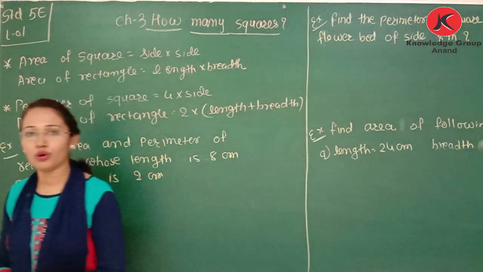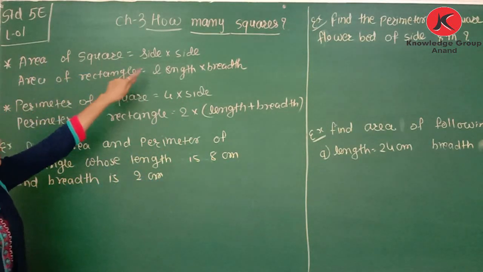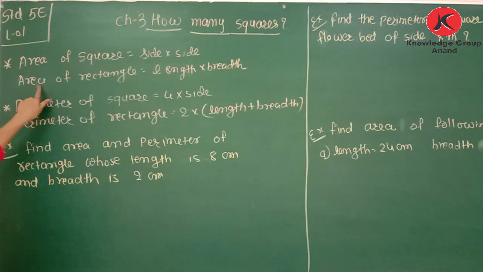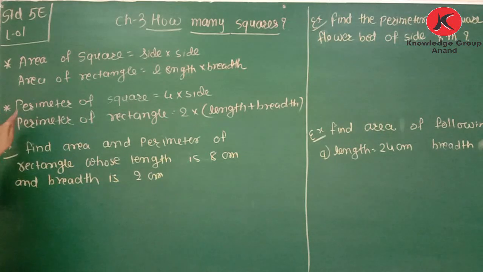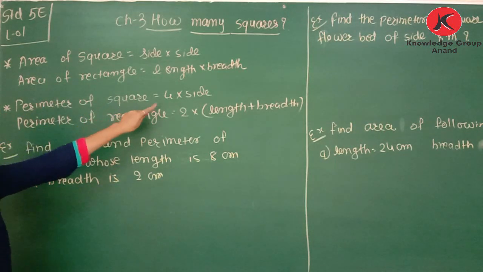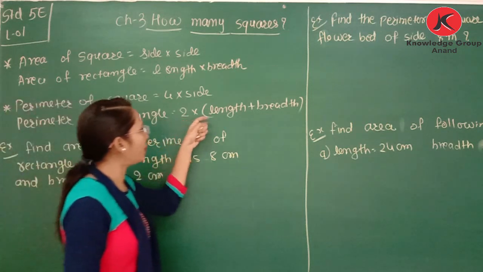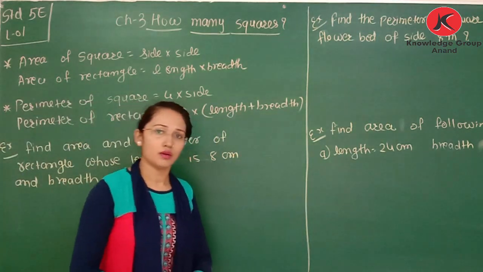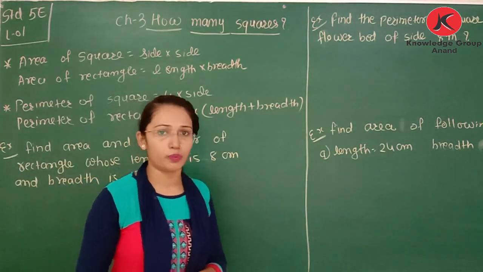Then we learn 4 equations for the examples: area of square, side multiply side; area of rectangle, length multiply breadth; perimeter of square, 4 multiply side; and perimeter of rectangle, 2 multiply length plus breadth. Today we will use these equations to solve some word problems.